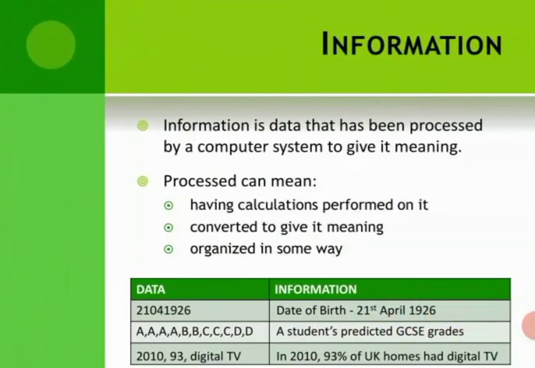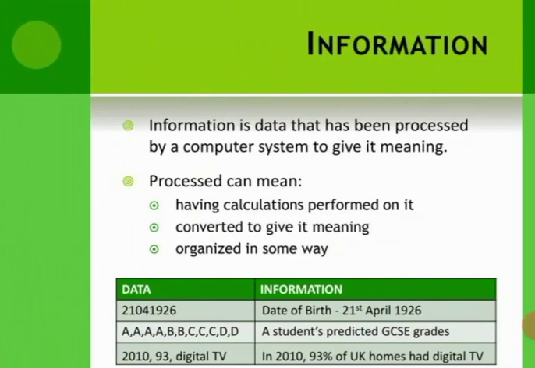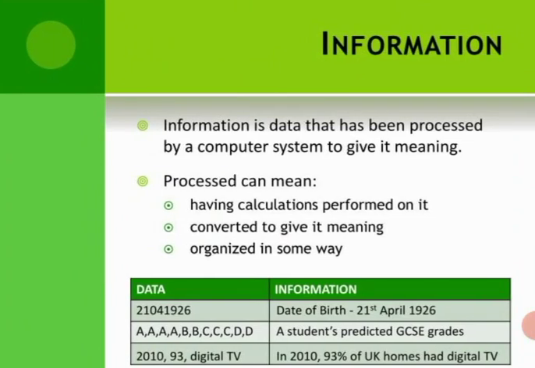Now let's go to the next slide, which is talking about information. So what is information? Information is data that has been processed by a computer system to give it meaning. Information is the opposite of data. Why? Because it has been processed. Information is the result of data that has been processed. So information has meaning and it has context, which is the reverse of data.